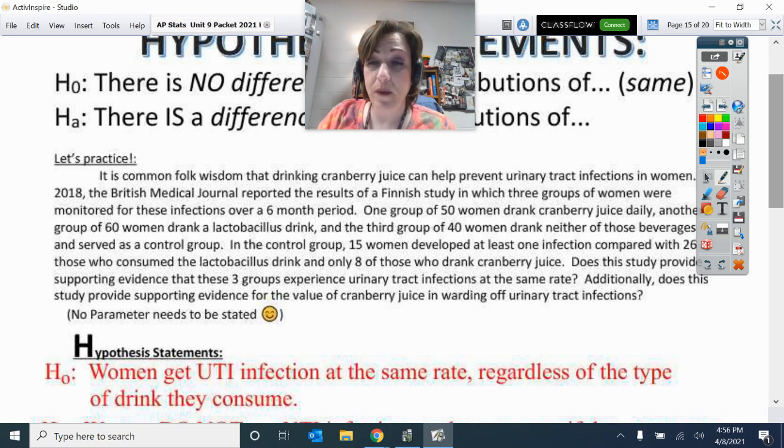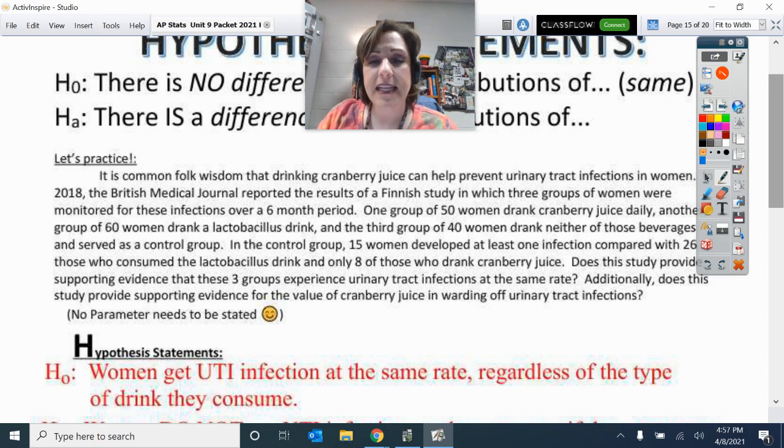One group of 50 women drank cranberry juice daily. Another group of 60 women drank a lactobacillus drink. Do you know that's kind of like an Activia drink or a Yakult, those yogurt-based type drinks, the kinds that have that type of bacteria in there.